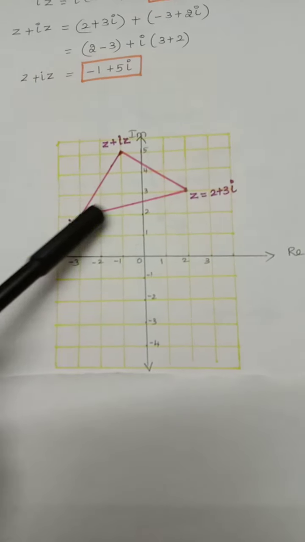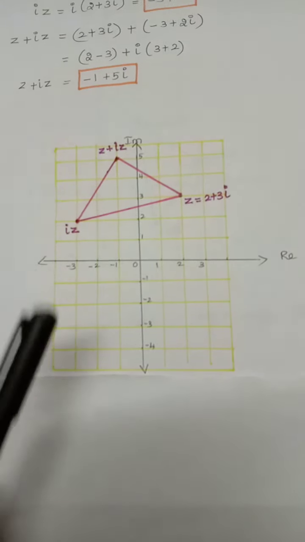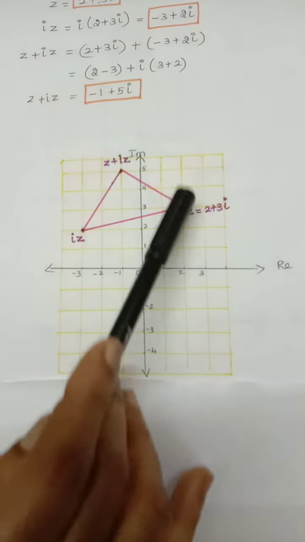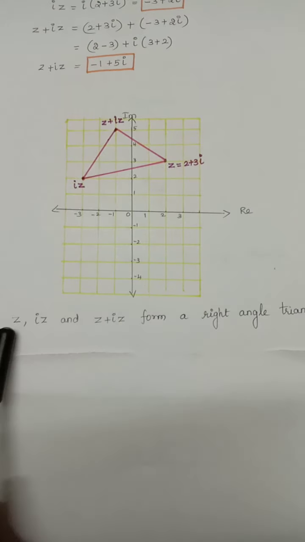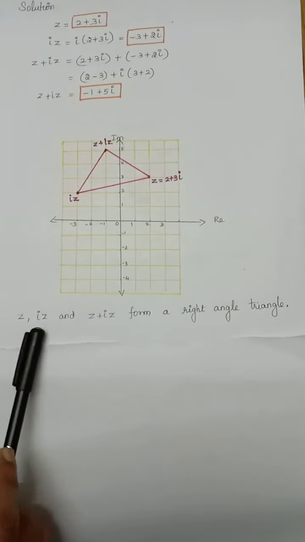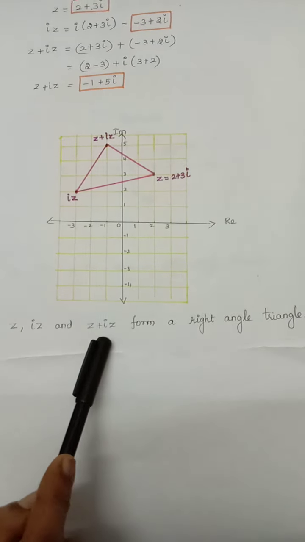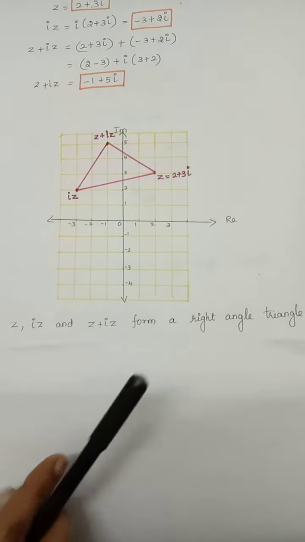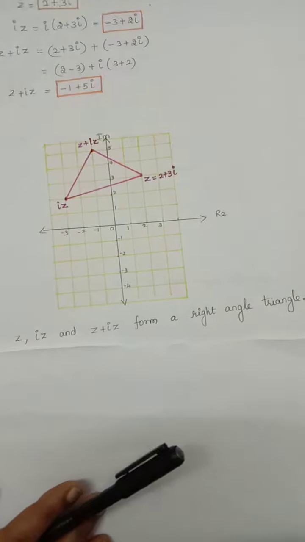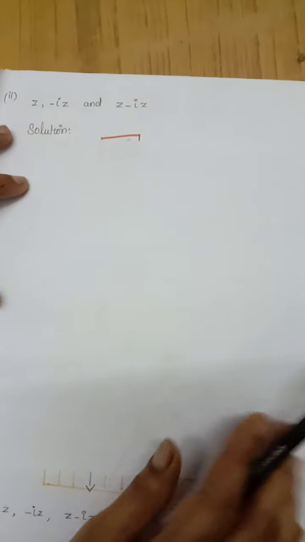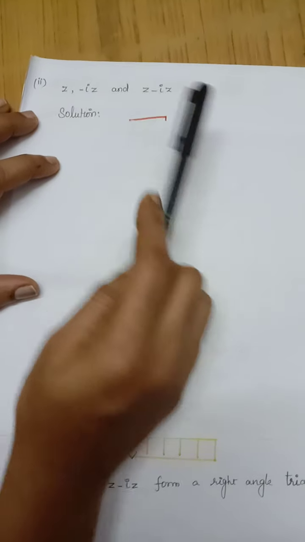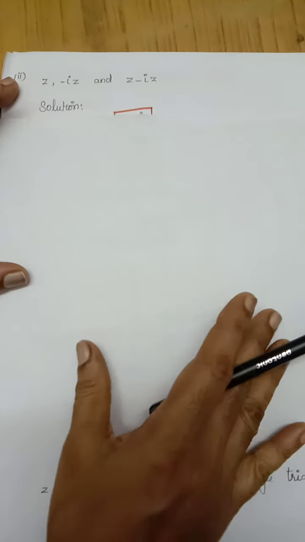Okay, so you join the 3 points. What are you getting? You got a right angle triangle. So the complex numbers z, iz and z plus iz form a right angle triangle. Okay, see the second subdivision. So we have to represent these 3 complex numbers in the Argand plane for the same z.